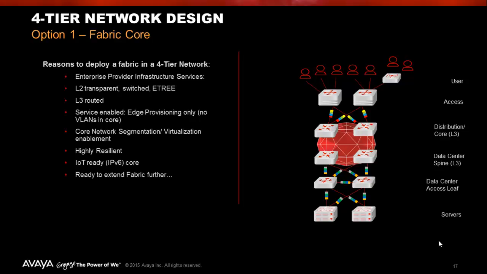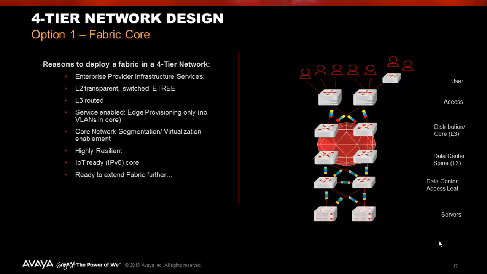What do I get by that? Well, here is the concept of where I'm actually providing a provider infrastructure service. I can offer layer 2 transparent services. I can offer switched layer 2 services. I can offer E-tree type of topologies to enforce hub and spoke behaviors. I can offer L3 routed services, IPVPN services, integrated multicast within all of these services.